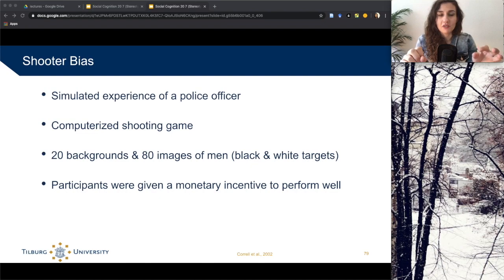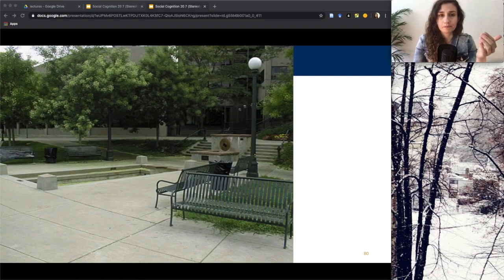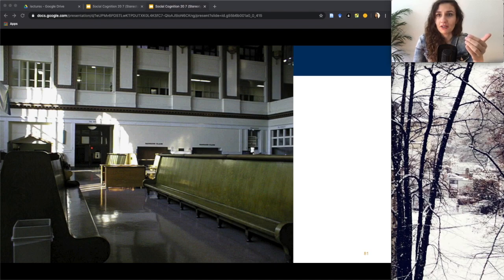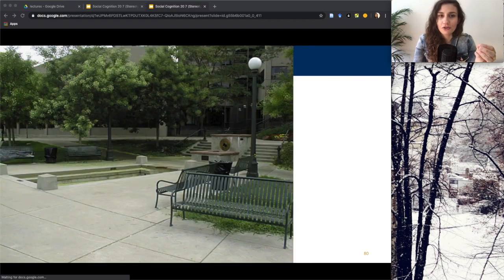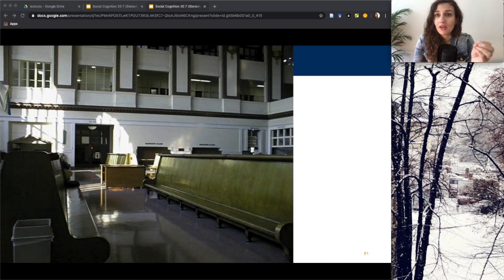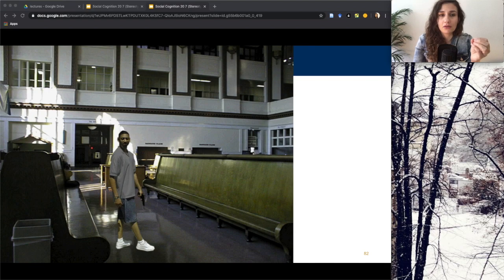And participants are given money as an incentive to perform well. And what is their task? Well, they're shown some kind of a background, and then in each trial, a series of empty backgrounds are shown. It's basically like a slideshow that these pictures go by, and then at some point a shooter shows up, and this person either is a black or a white person, and they either hold a gun or they hold some other object. So it could be a water bottle, for instance.